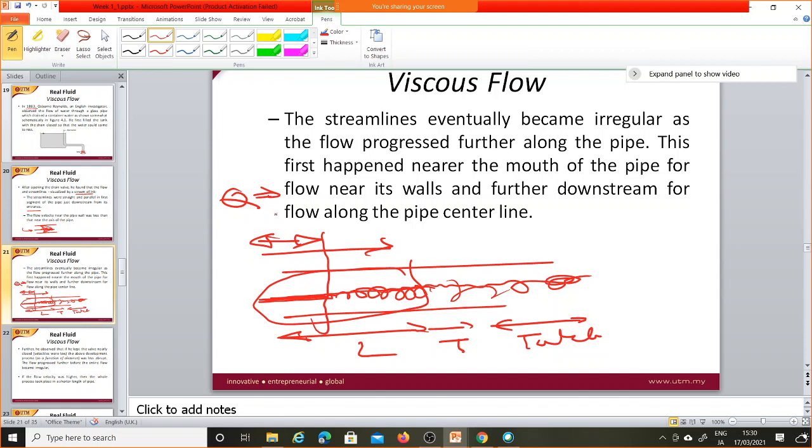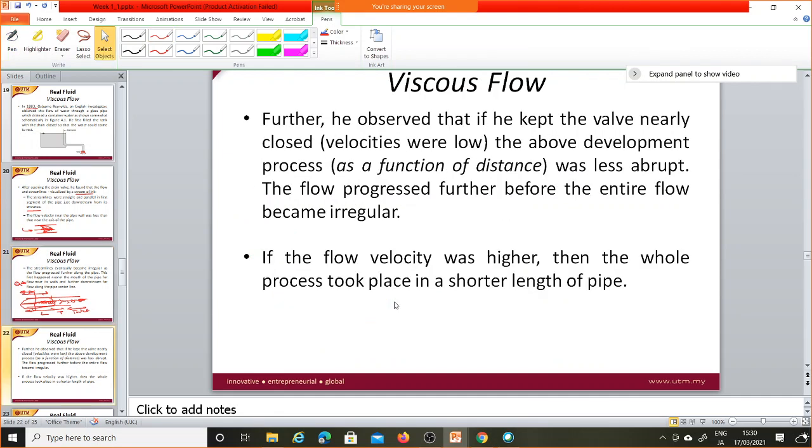And so if you have high flow velocity or high flow rate, then the region for the laminar flow is very small. Okay, so these are his findings. You can read all these things. He explained it in this way. Just try to spend some time and read, because I think these statements are quoted from some books.